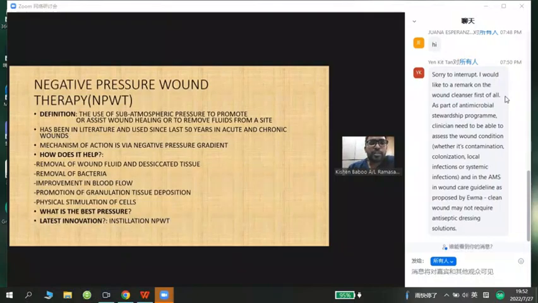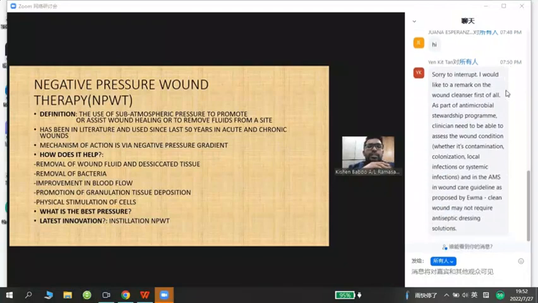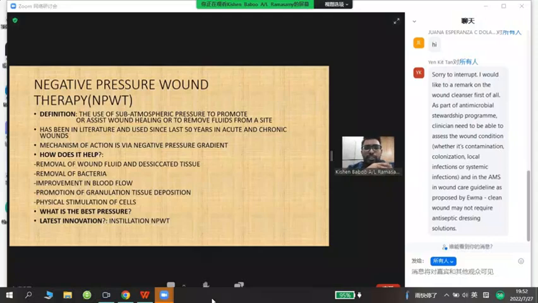Another popular one that we see in wound care nowadays is negative pressure wound therapy, NPWT. It's defined as the use of subatmospheric pressure to promote or assist wound healing or to remove excess fluids from a site. It has been used for almost the last 50 years in acute and chronic wounds. The mechanism of action is via the negative pressure gradient, where the pressure in the wound is higher than in the machine, and therefore fluid flows back into the machine.